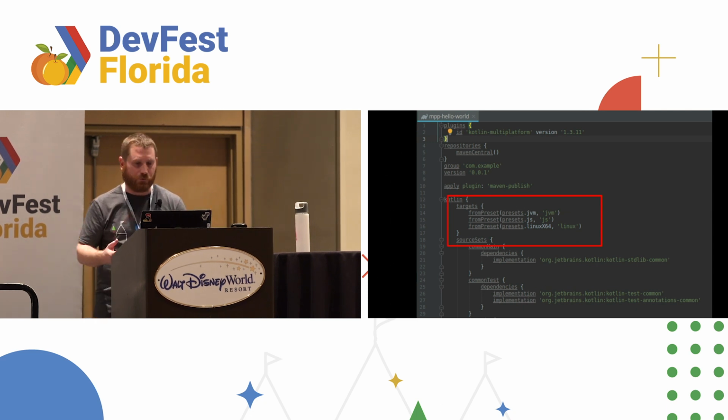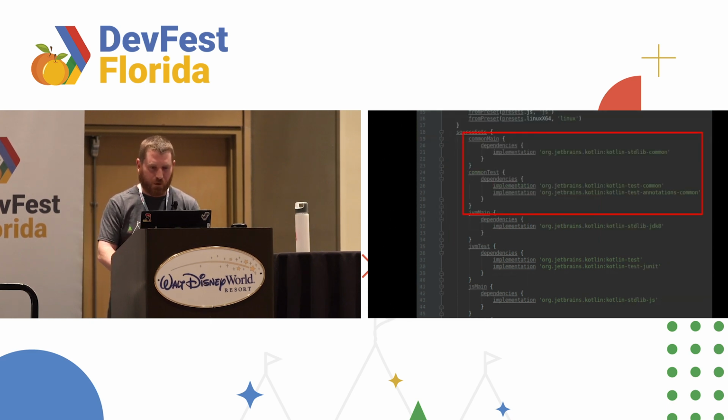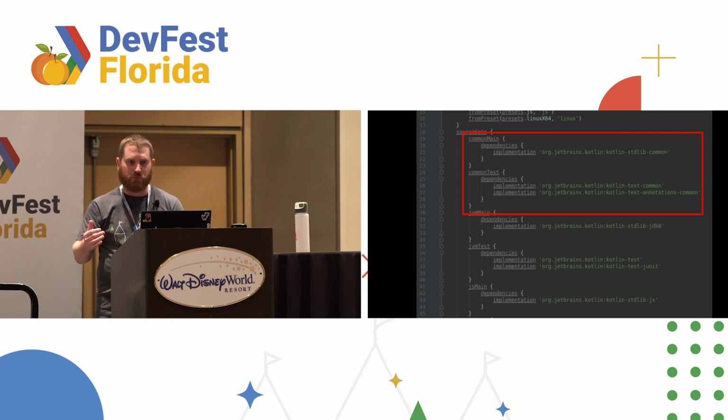So diving in a little bit, we have targets, and targets are how you define what you're going to compile Kotlin to, right? So in this case, JVM, JS, Linux, pretty simple. And then we configure the source sets of the project. So the common is the foundation of the project, and everything's going to build on top of that by depending on it. And that dependency is a given.